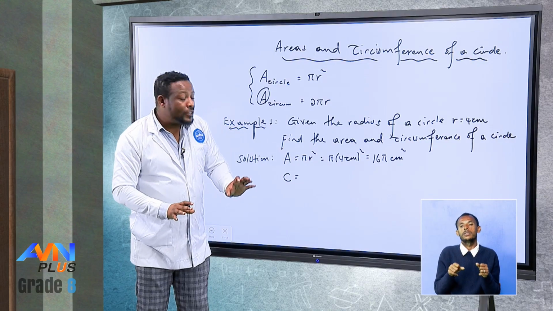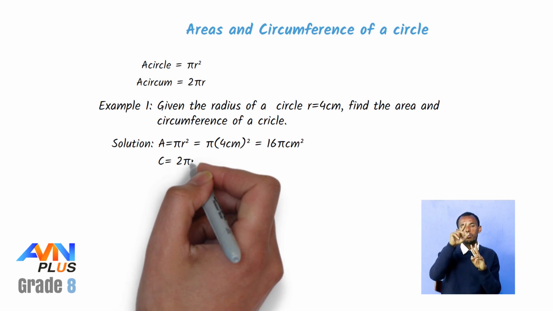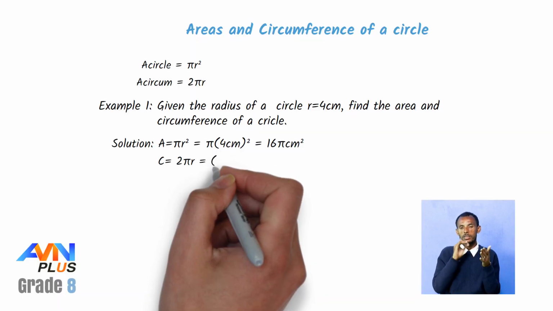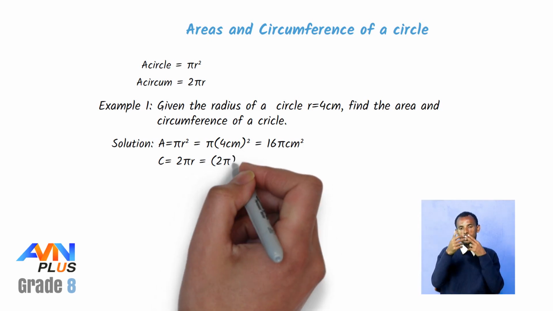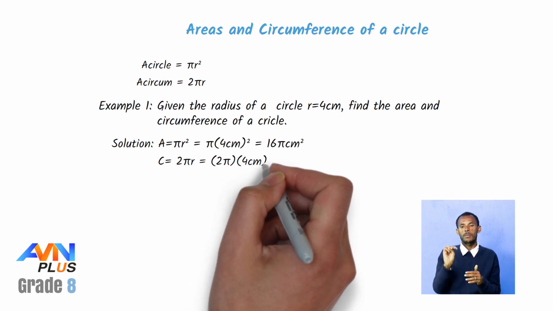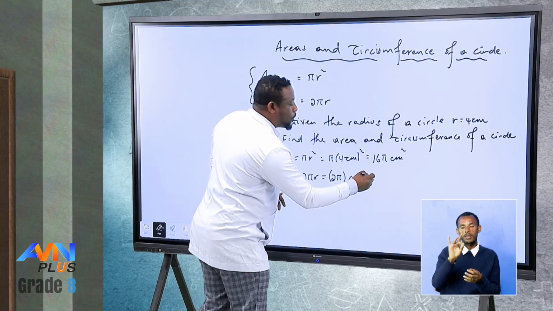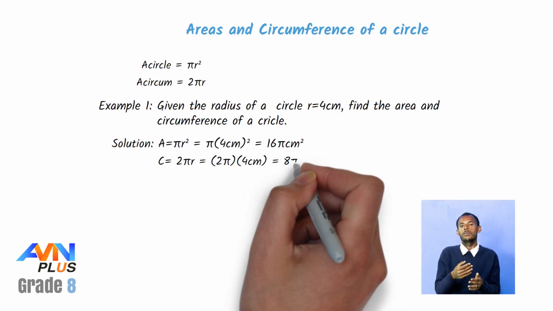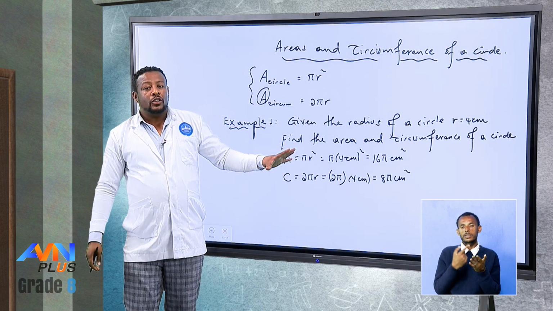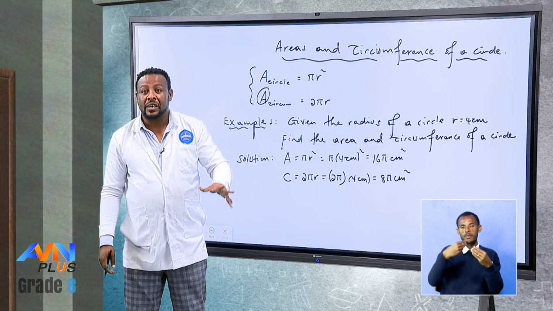So the circumference of a circle is defined by the formula 2 pi r. Okay, so this is 2 pi times the radius. The radius is 4 centimeter. So 4 centimeter times 2 is 8. So the whole product gives us 8 pi centimeter square. Okay, this way you can calculate, if the radius is given, you can calculate the area and the circumference.